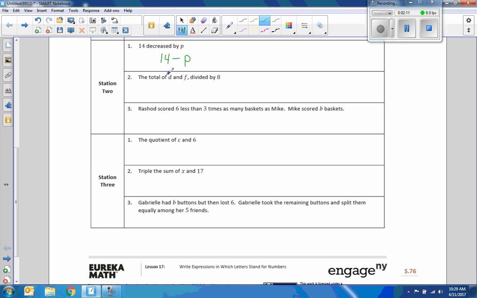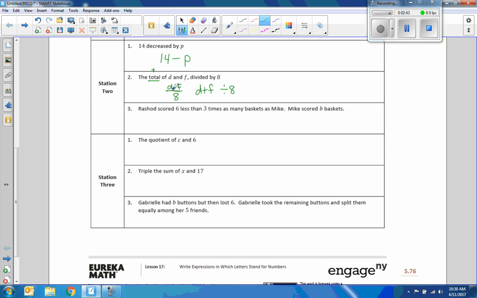Number 2. The total of, that's total means to add, D and F, comma, so that's going to separate it from what we're dividing by. So if we're going to divide by 8, I would write this, and then over here I'll do this, divided by 8. The total of D and F divided by 8. D plus F, divided by 8.